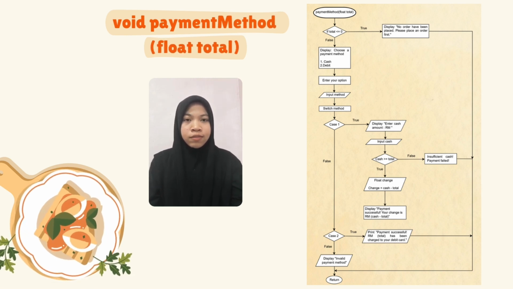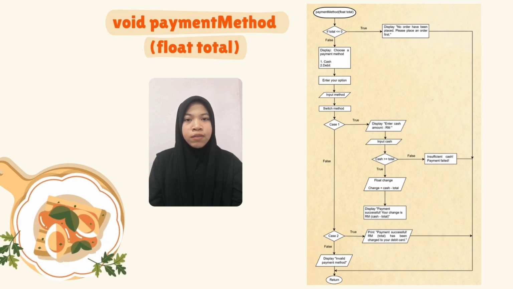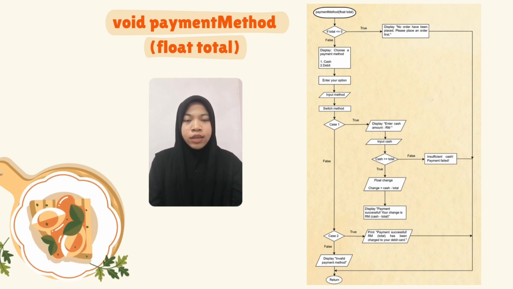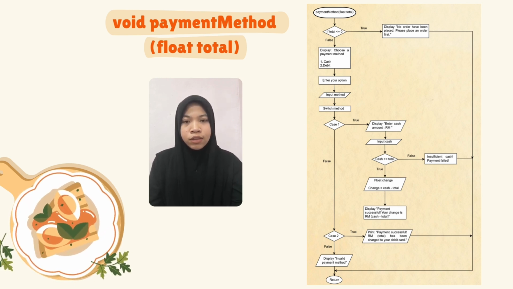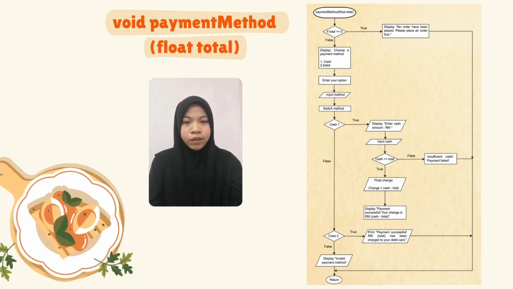If the total spending is less than 0, then the system will display no order have been placed. Please place an order first. That means the user has not placed any order yet. And if the total entered by user is greater than 0, the system will display an option of payment method. The user can choose to pay with cash or using debit card. After that, the system will display enter cash amount.